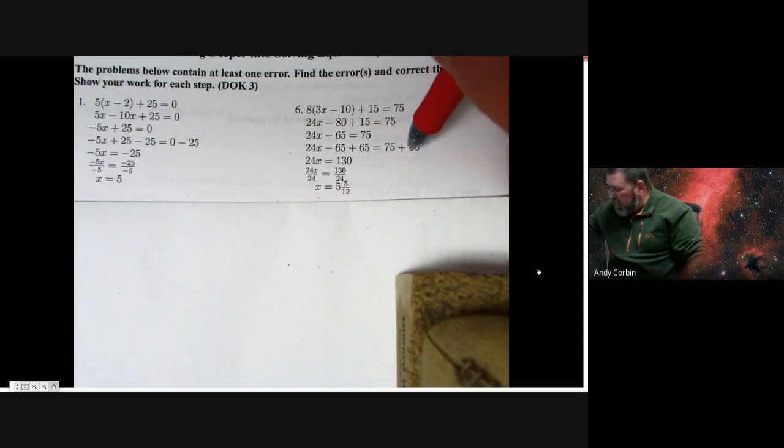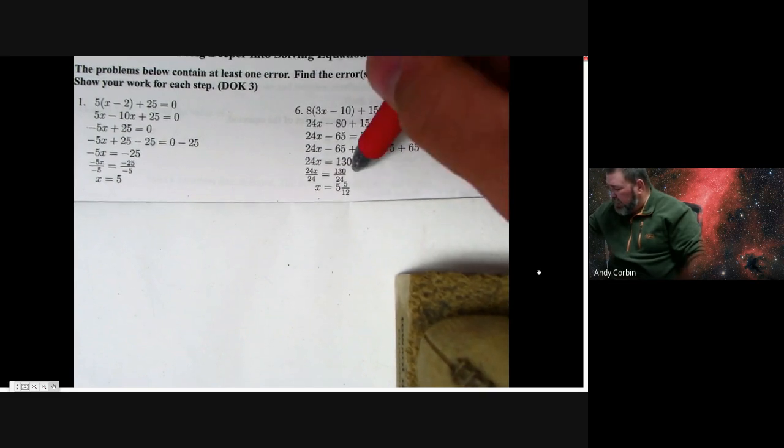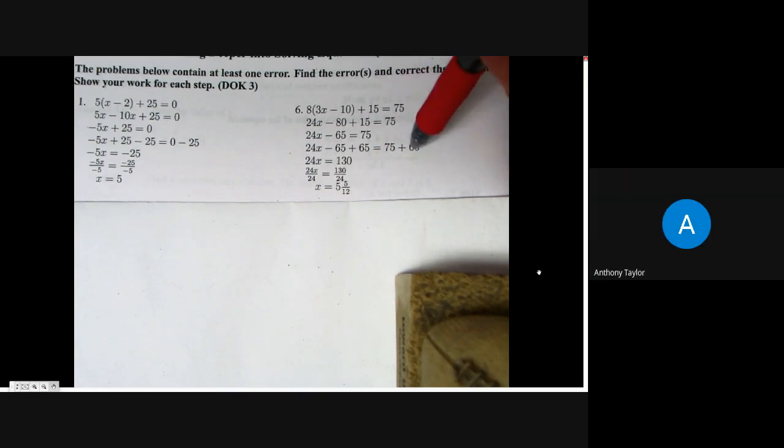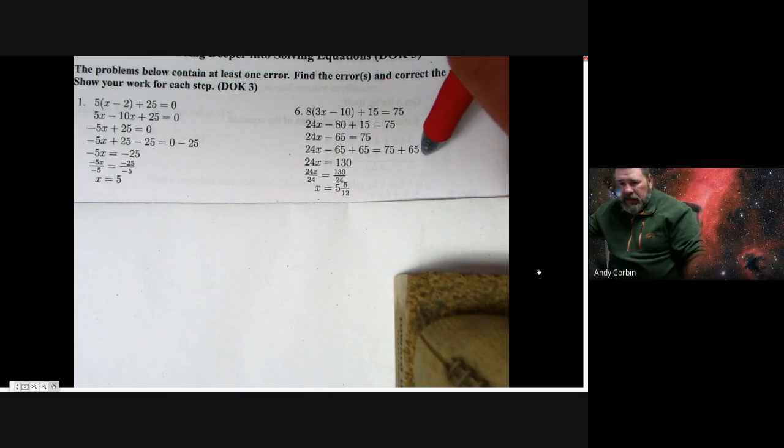Now, what about from line 4 to line 5? Are they good from here to here? Yes, sir. Was that Jace? Yeah. Okay. Does anybody disagree with Jace? From line 4 to, is that Anthony? Who was that? It was me. Anthony?